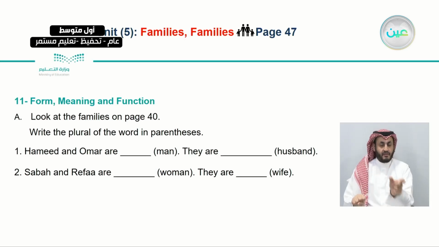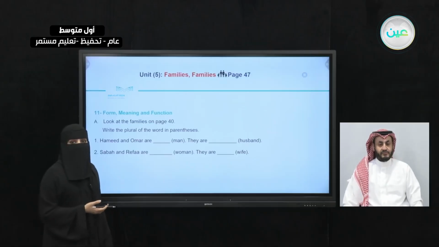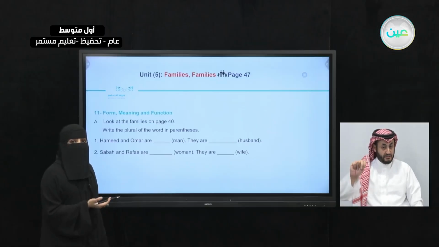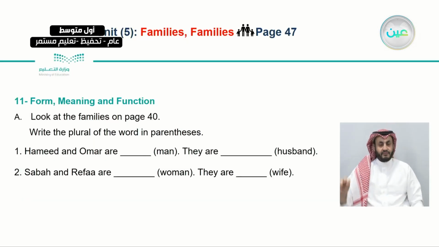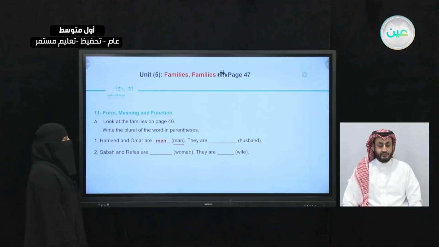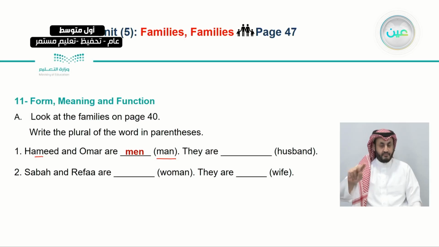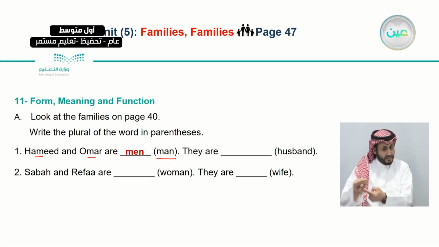Man, is it a regular or irregular noun? Should I say man's? Totally wrong. So what should I do? It's an irregular noun. In this case, what should I do? Good job. Men. Can you see? I'm talking about two people, Hamid and Omar, more than one. Two or more. So it's an irregular noun. Man changes into men. They are blank husband.